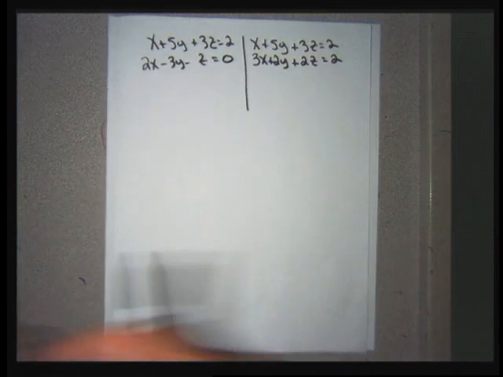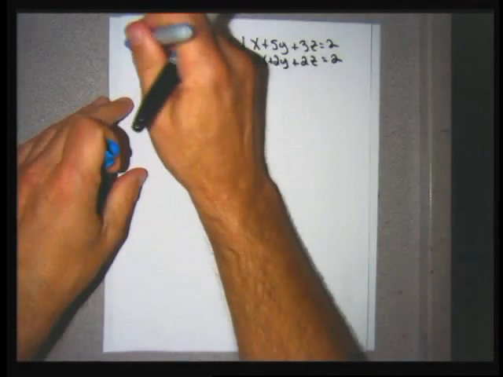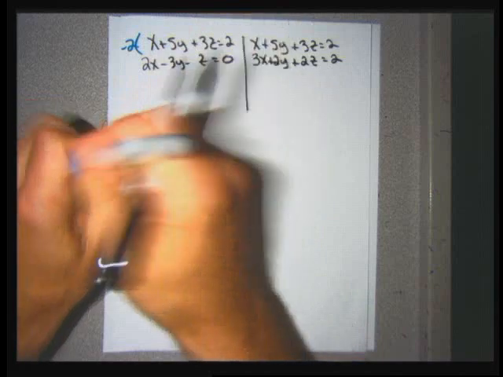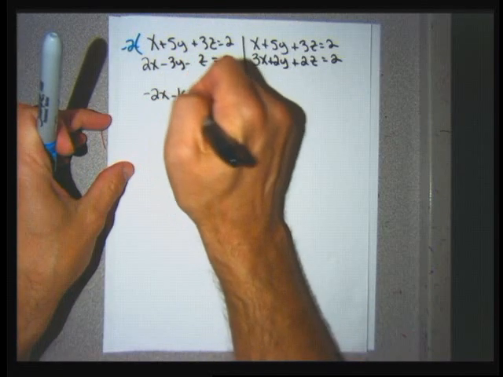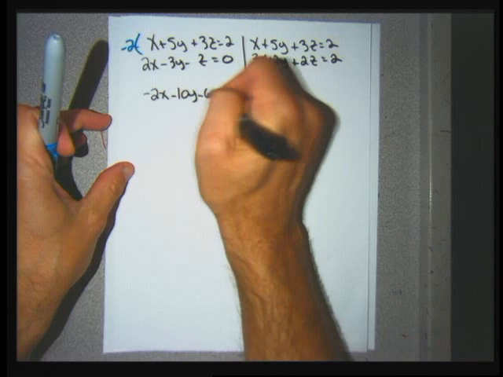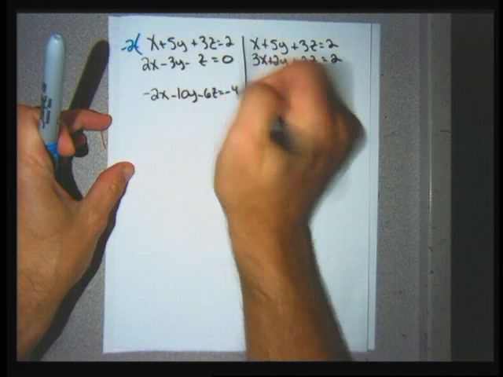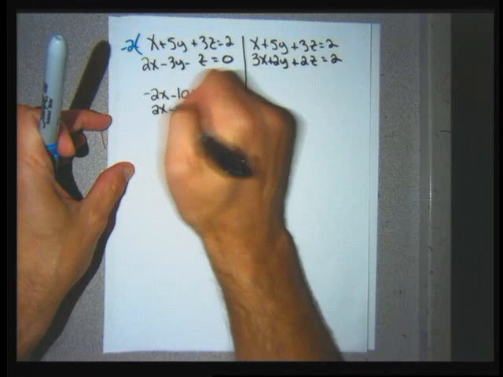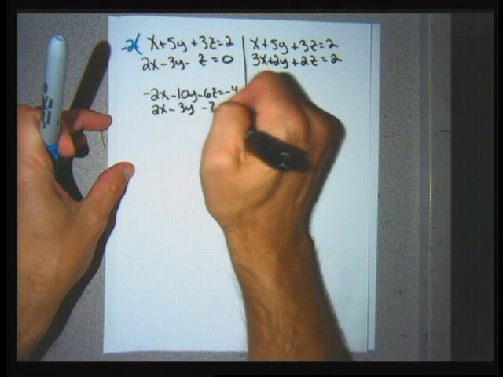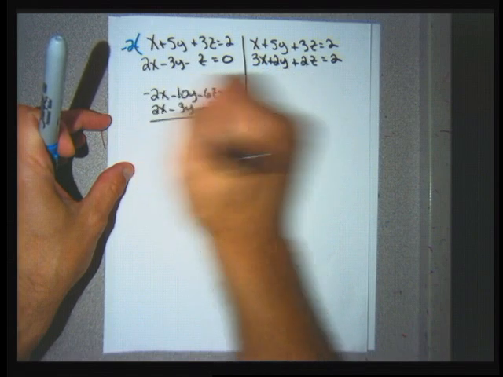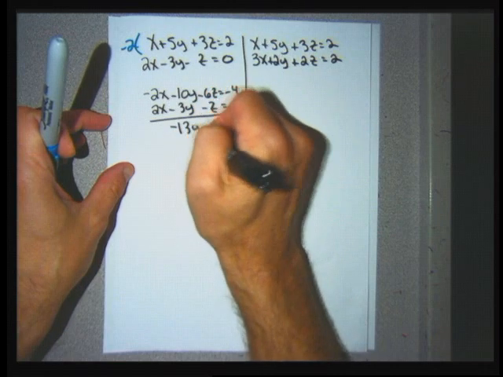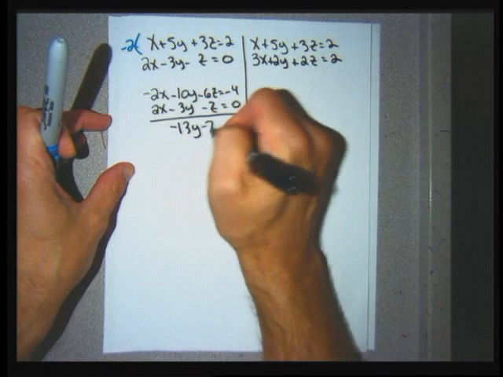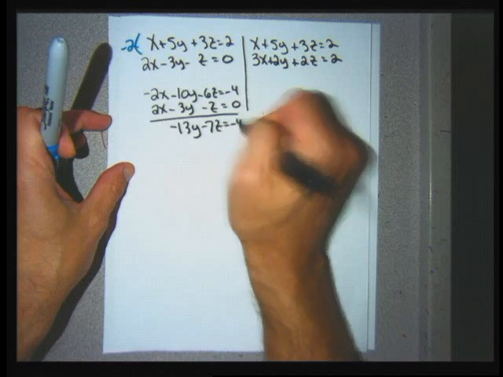To drop the x's out here, I multiply by negative 2. I get negative 2x minus 10y minus 6z equal to negative 4 on top of 2x minus 3y minus z equal to 0. When I add these, I get 0x, a minus 13y, a minus 7z equal to minus 4.